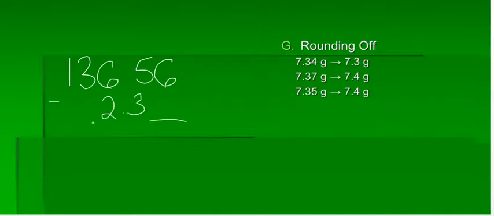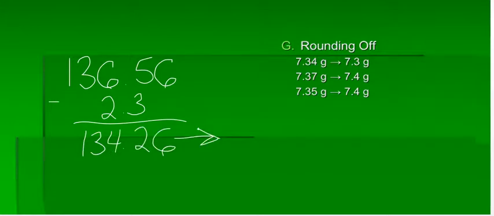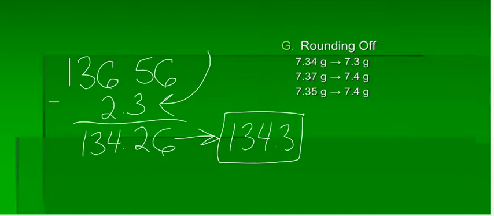With subtraction, it's the same thing. With subtraction, you're looking at places after the decimal. So let's say I have 136.56, and I'm going to subtract 2.3. Okay, when you subtract, you get 134.26, but then we're going to have to round that off. My least precise measurement, one place after the decimal, so my answer can only have one place after the decimal. So I would report that as 134.3.